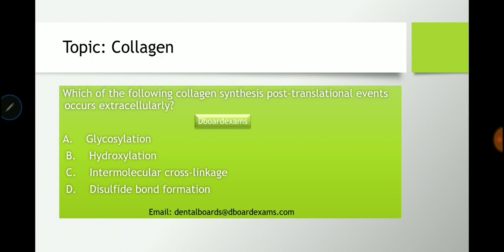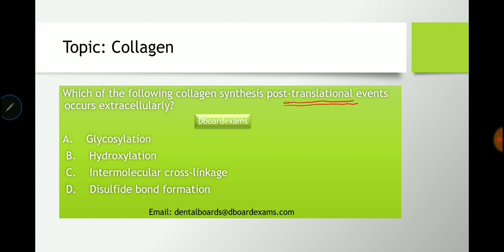So the question on collagen: which of the following collagen synthesis, post-translational events, so you have to pay attention. It's usually post-transcription. Transcription is making of the RNA. Translation is making of the protein itself. So which of the following collagen synthesis post-translational events occurs extracellularly?